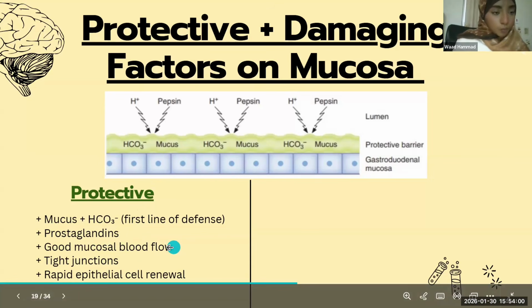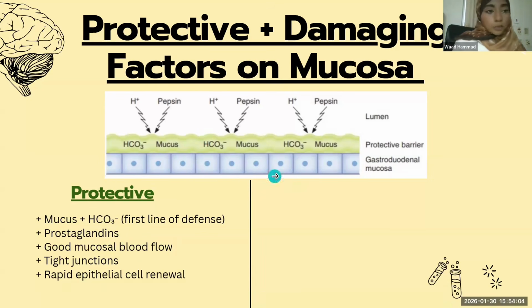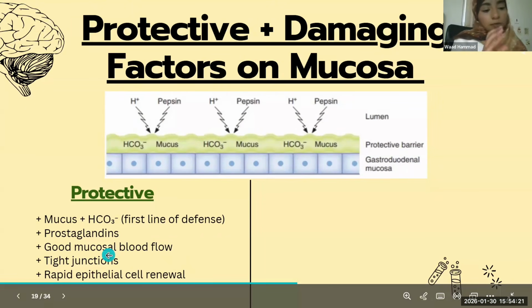Also, good mucosal blood flow protects us, because if we have good mucosal blood flow, our cells will not be ischemic, or in other words, they will not lack oxygen. So more regeneration, more renewal. Our cells can be healthy, and the acid will not be easily able to penetrate through them, if that makes sense. And then last but not least, we have tight junctions.